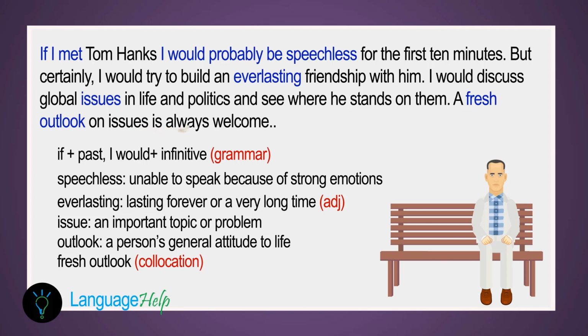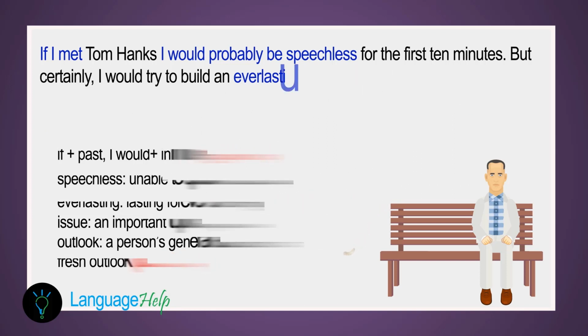If I met Tom Hanks, I would be speechless is the form of the second conditional if. If plus past, I would plus infinitive. Speechless is when you are unable to speak because of strong emotions. Everlasting means lasting forever or a very long time. An issue is an important topic or problem. An outlook is a person's general attitude to life. Fresh outlook is a collocation, which means these words often come together.